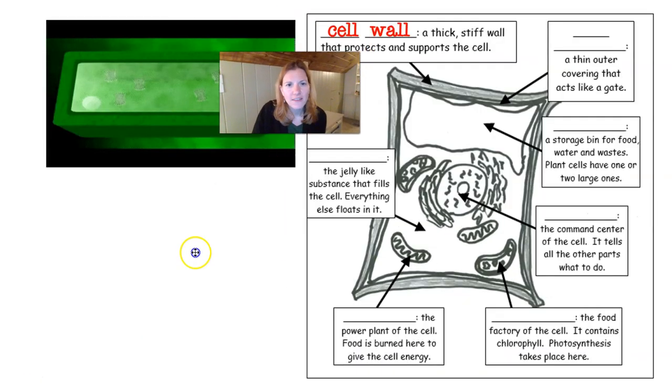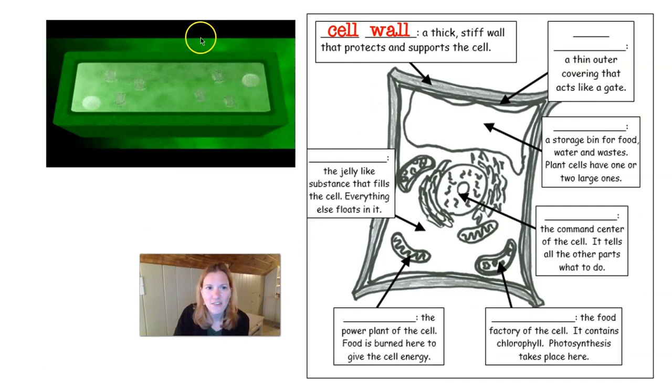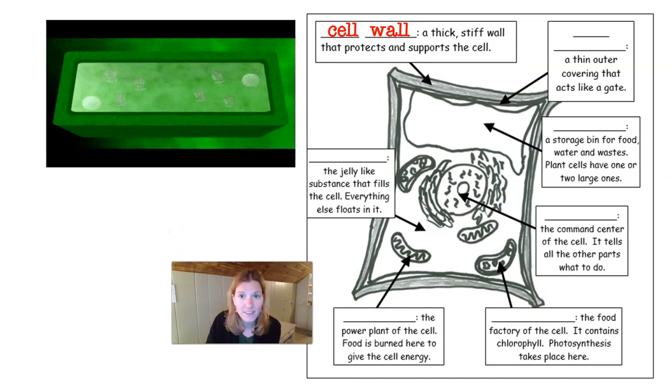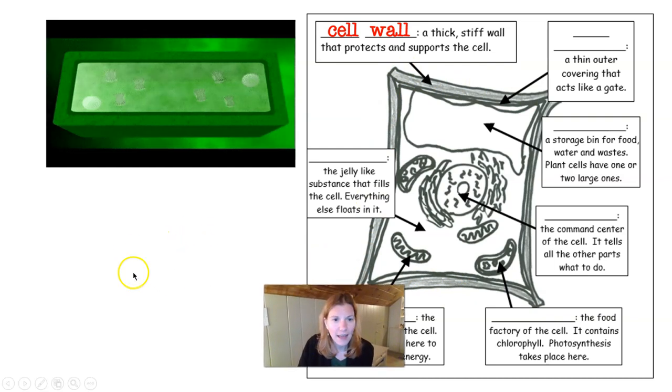And then if you look at this digital image, you can see that there's kind of this special stiff structure on the outside of it. That is what we call the cell wall. That's something that a plant cell has that an animal cell does not, the cell wall. And it's basically a thick, stiff wall that supports and protects the cell.